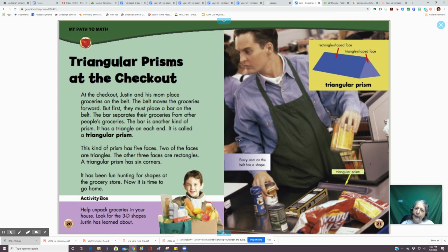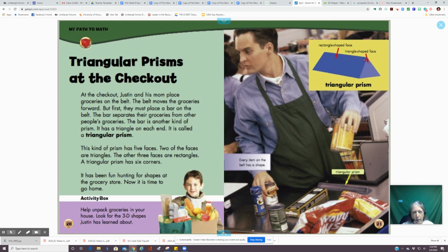It has a triangle on each end. It is called a triangular prism. Now, at my grocery store, this is actually shaped like a rectangular prism, but I've seen this kind before. This kind of prism has 5 faces. 2 of the faces are triangles, so that's the parts at the end. The other 3 faces are rectangles.